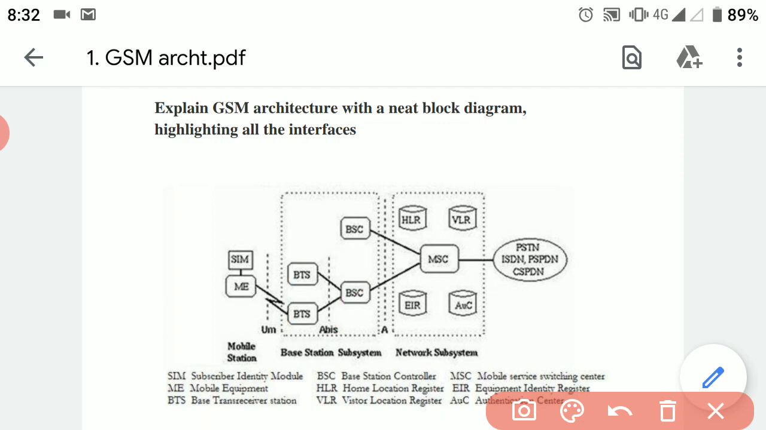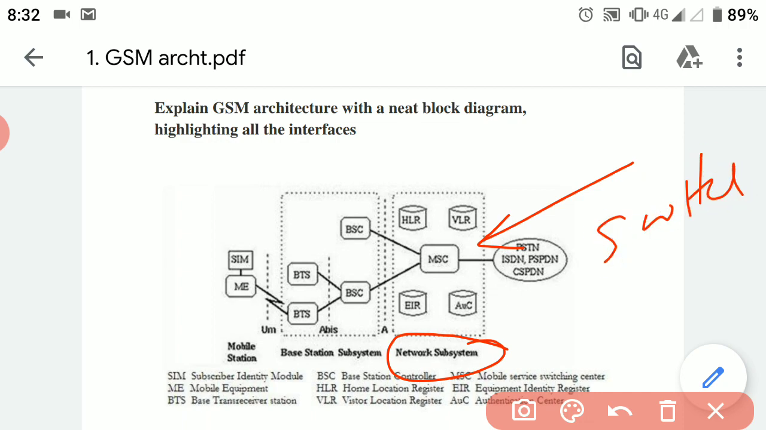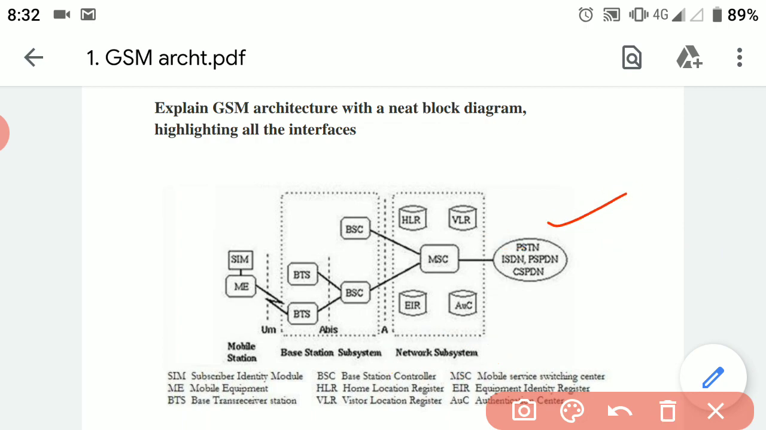In the network subsystem, we have first is MSC, that is mobile service switching center, which actually does the process of switching between different cellular networks and different landline networks such as PSTN, ISDN, PSPDN and CSPDN.